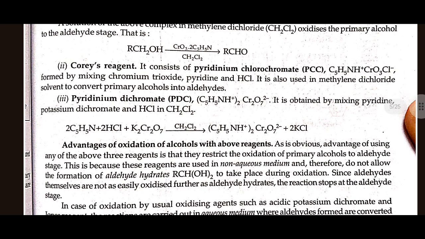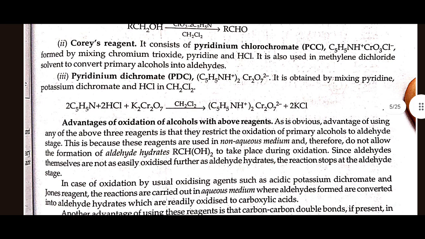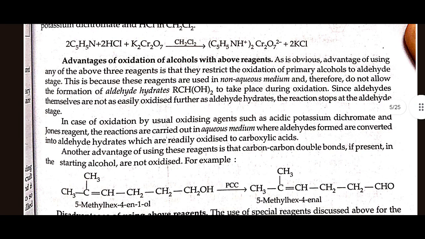Second, Corey's reagent. It consists of pyridinium chlorochromate (PCC), formed by mixing chromium trioxide, pyridine, and HCl. It is also used in methylene dichloride solvent to convert primary alcohols into aldehydes. Third, pyridinium dichromate (PDC). It is obtained by mixing pyridine, potassium dichromate, and HCl in CH2Cl2. Advantages of oxidation of alcohols with the above reagents. As is obvious, the advantage of using any of the above three reagents is that they restrict the oxidation of primary alcohol to the aldehyde stage.